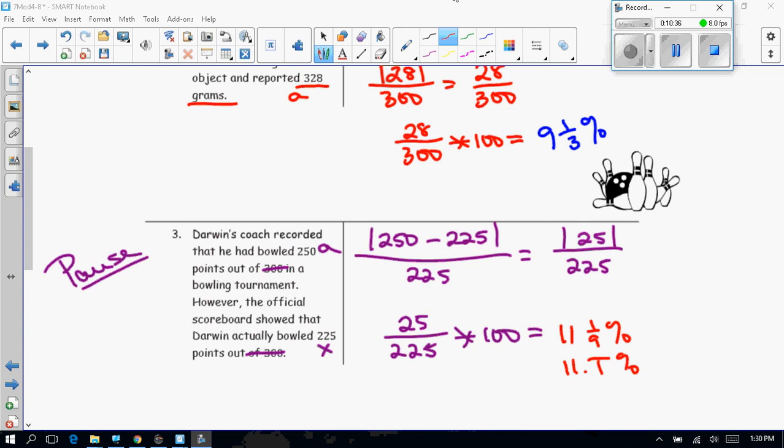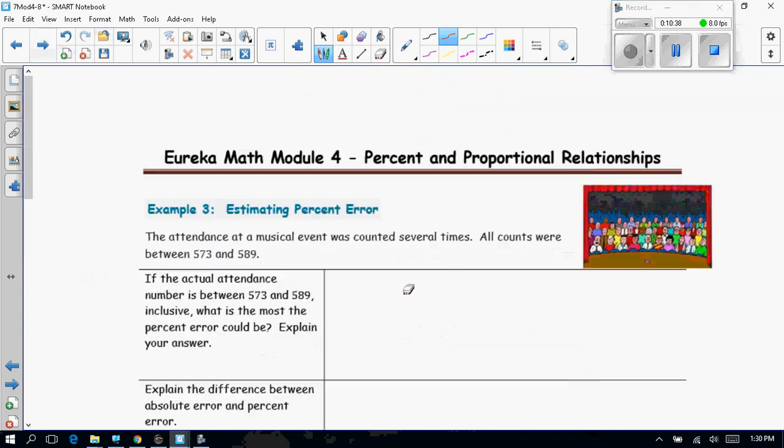Believe it or not, we don't need to do example 3, because guess what we're going to do? I know you guys get great satisfaction out of this. We're going to skip example 3.